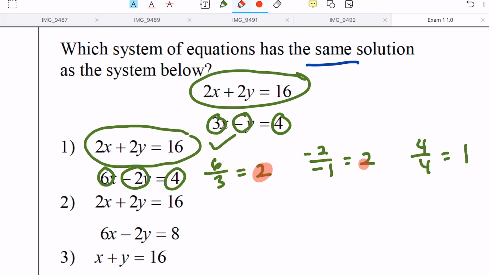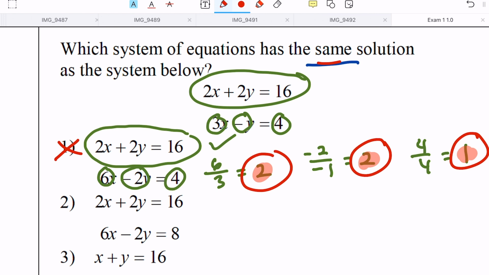Notice that they're not all the same, so it's different. So we know that 1 is not the answer, because it has to be all the same numbers. The numbers are not the same, so we know it's not choice 1. Okay, let's go on to choice 2.